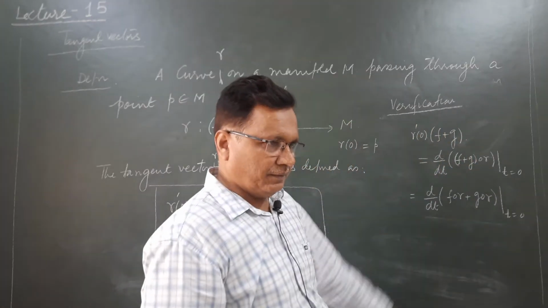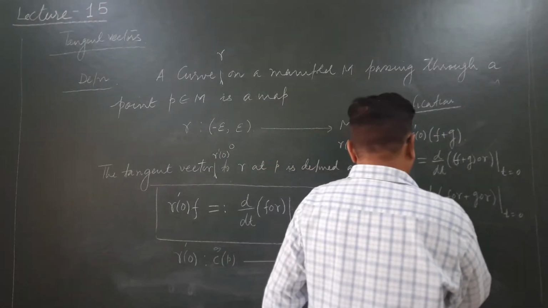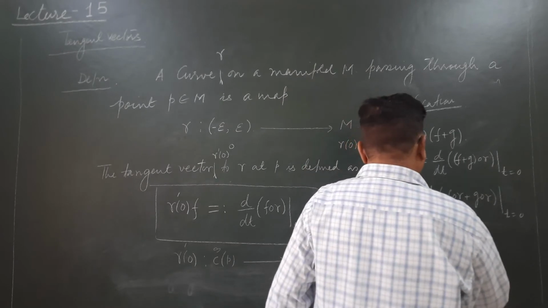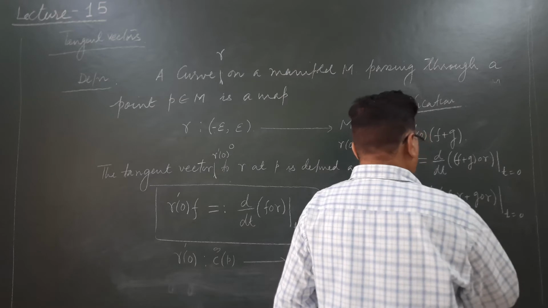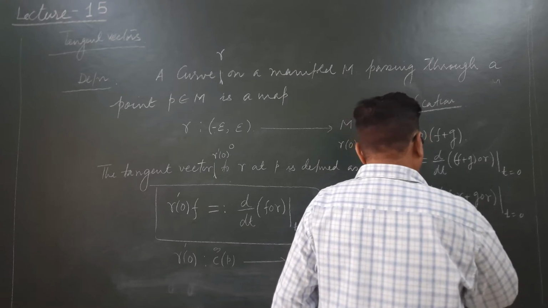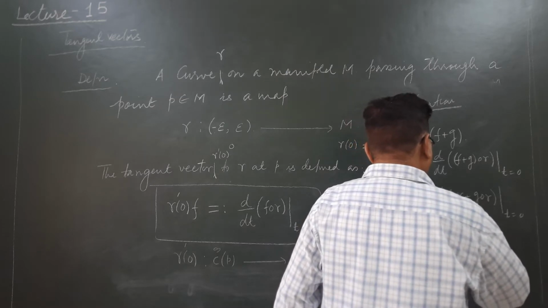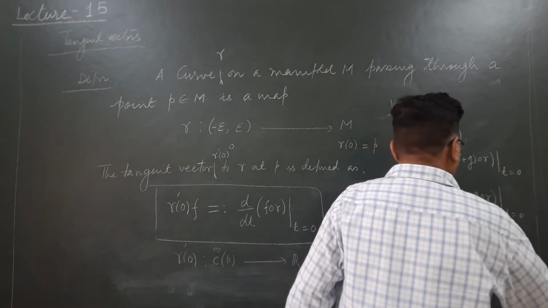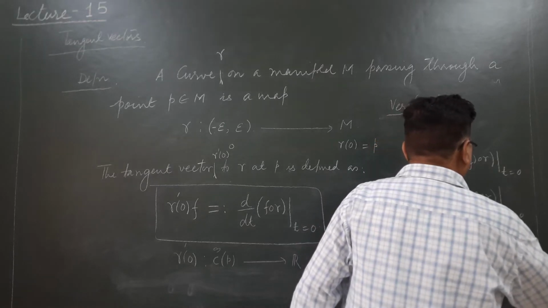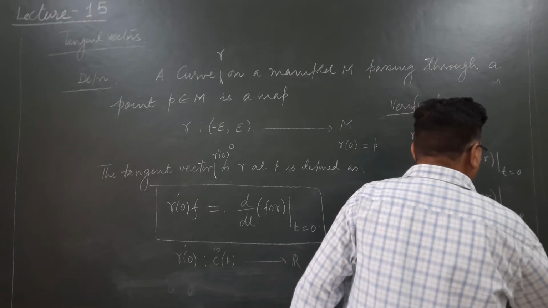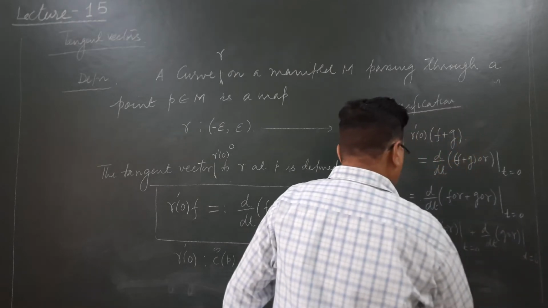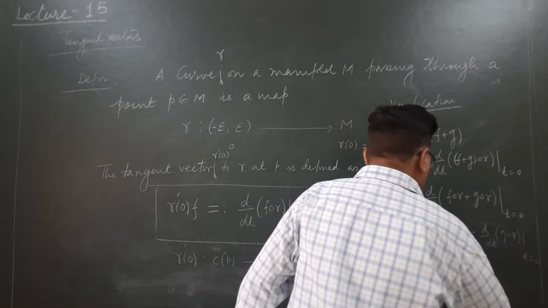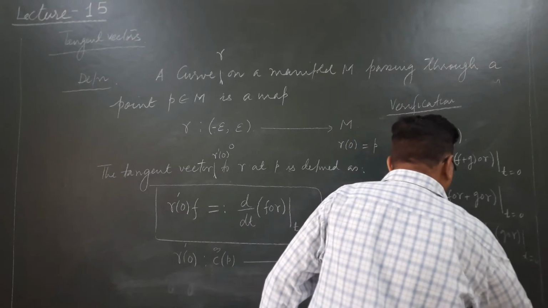This is easy. Yes. Next, the property of d by dt. It says when you differentiate the sum of two functions, it is the derivative of the first function plus the derivative of the second, at t equal to 0. The first term is nothing but gamma dash 0 f. The second is gamma dash 0 g.